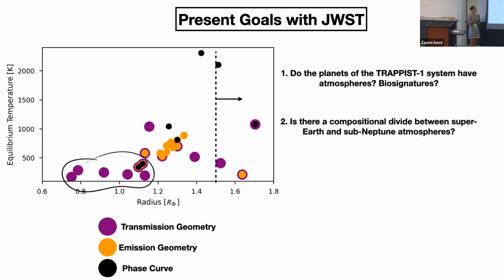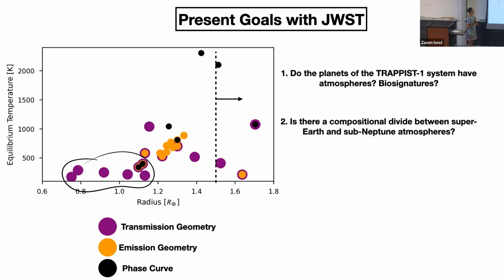The second, especially going to these larger planets at around 1.8 Earth radii, is there a compositional divide between these super Earths and sub-Neptune atmospheres? Remember, I did this very stark cutoff right at 1.8 Earth radii, but it's possible that there is a transition between a super Earth and a sub-Neptune, and I think people are very interested in that as well.